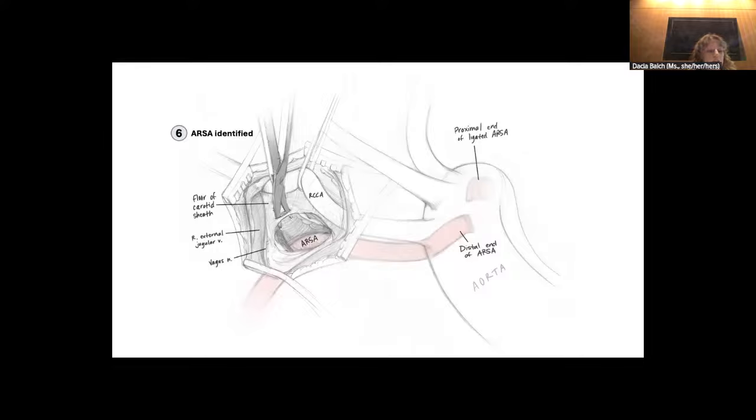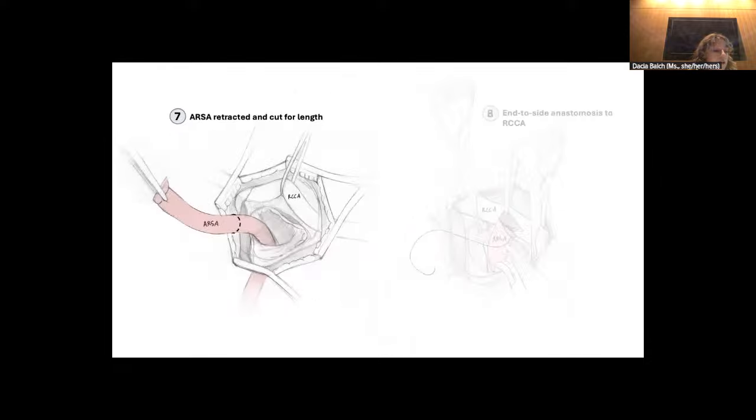In this image, the aorta is ghosted to show the proximal end of the ARSA still attached to the aortic arch, and the freed distal end where it lies posterior to the aorta. The distal end of the ARSA is then retracted from the mediastinum and brought into the supraclavicular exposure. The artery is cut for length.